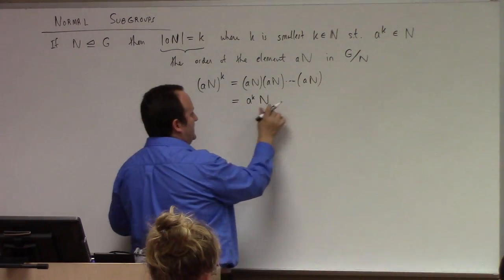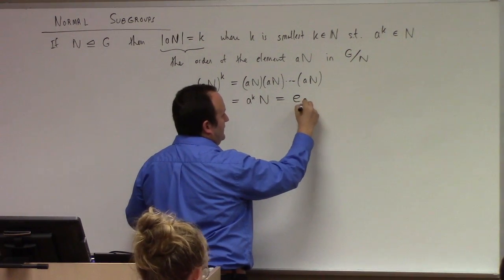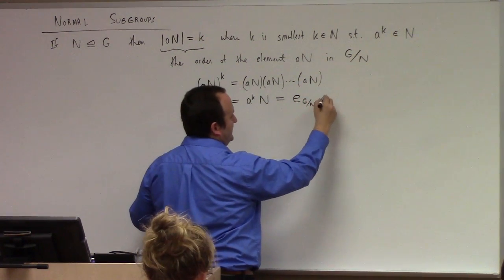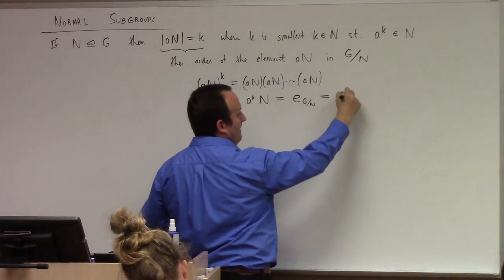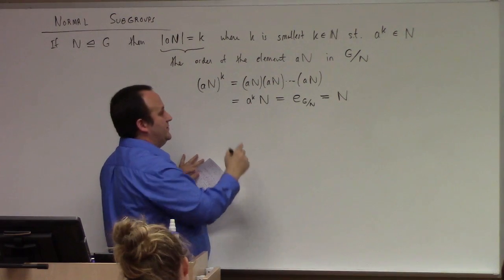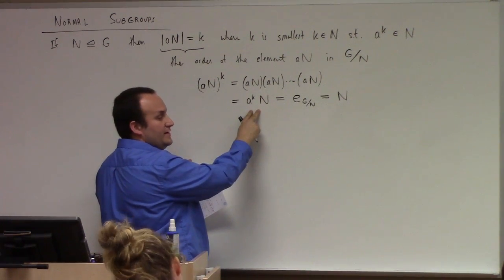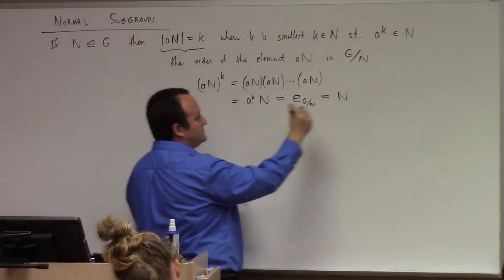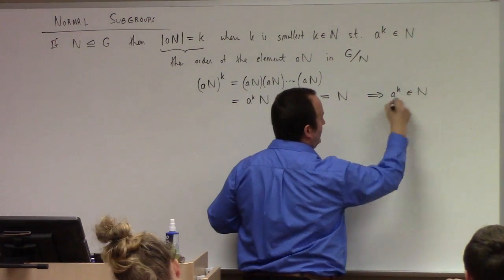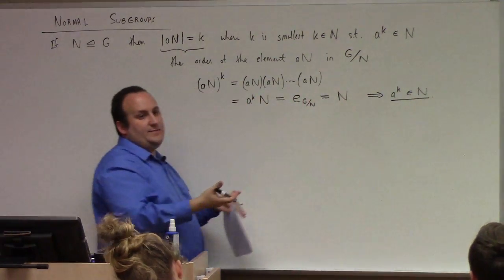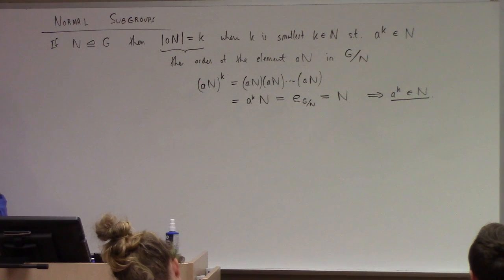What does it mean for this to be equal to the identity? What's the identity in G mod N? We talked about this last time, right? The identity in G mod N is precisely N. So to say that this raised to the power k gives me back the identity in the factor group is to say that a to the k is an element of N. And if you want k to be the order of aN, it should be the smallest k for which this happens.